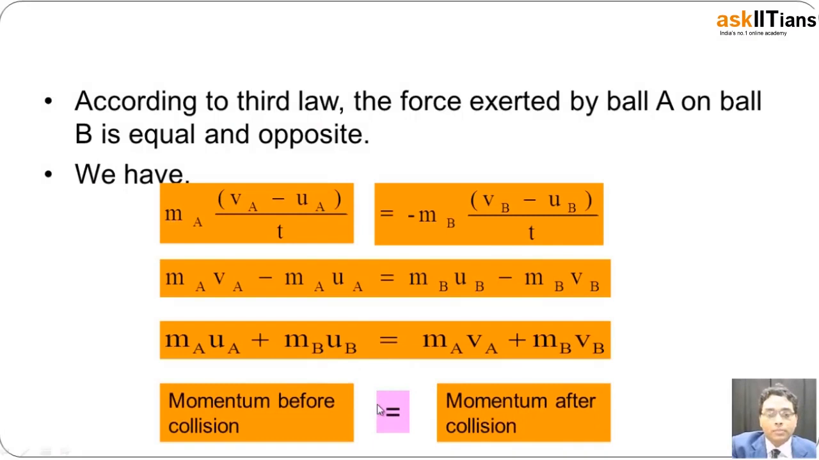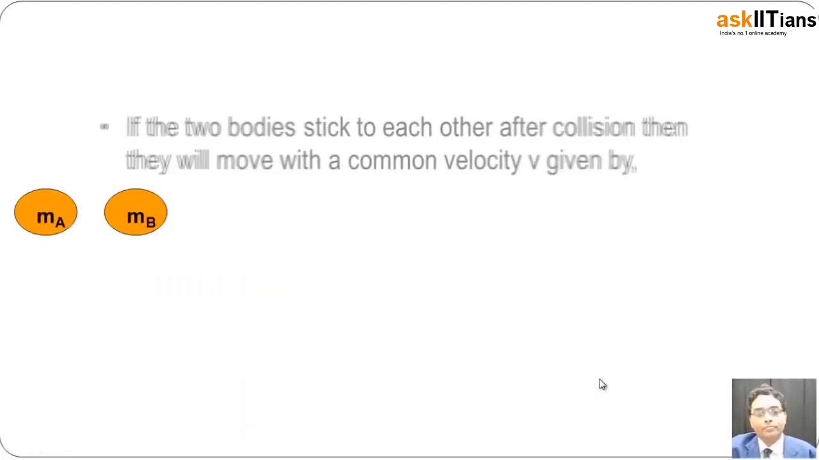This is possible if there is no external force acting on the system. The momentum before collision is equal to the momentum after collision. This is what is known as the conservation of momentum, or to be precise, linear momentum.